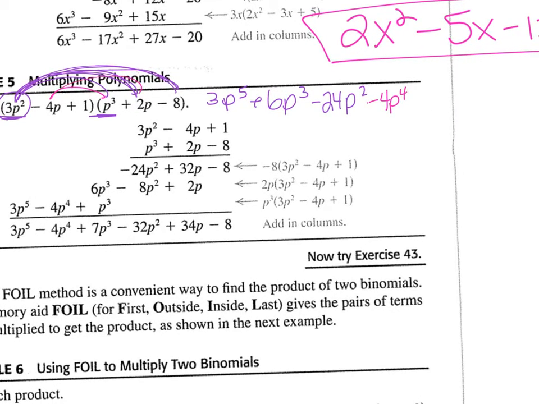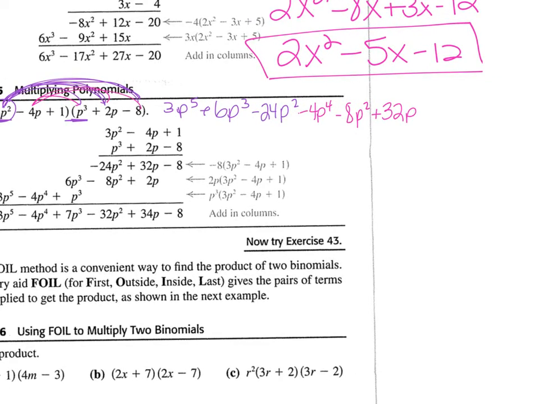Then multiply it times the second term, negative 8p squared, and the last term, positive 32p. And then the last number gets multiplied times all three. So 1 times p to the third would be p to the third. 1 times 2p would be 2p. 1 times negative 8 would be negative 8.